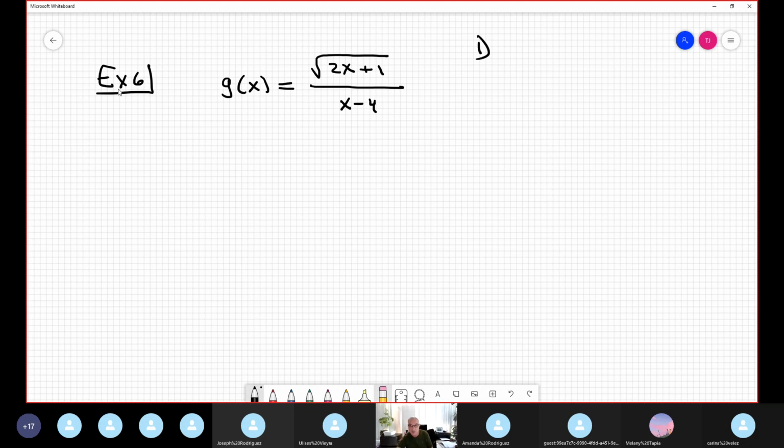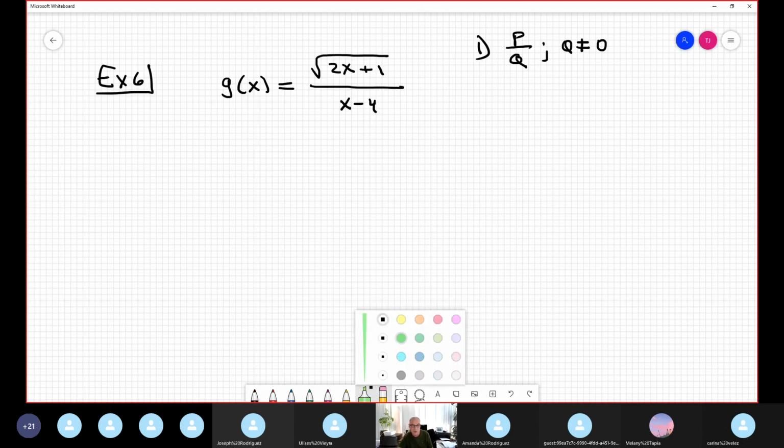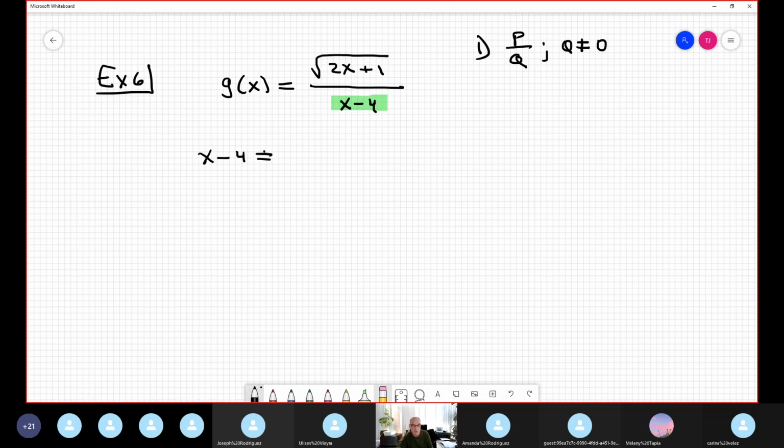Let me recall one more time. Restriction number one says the denominator Q cannot be zero. Who is Q in my example? Q is this expression. Therefore, the first restriction is x - 4 is not zero. And because we have another restriction, you connect it by and, always by and. The second restriction says, for your radical, the expression E must be non-negative. So you take the expression inside the radical and copy it: 2x + 1 greater than or equal to 0.